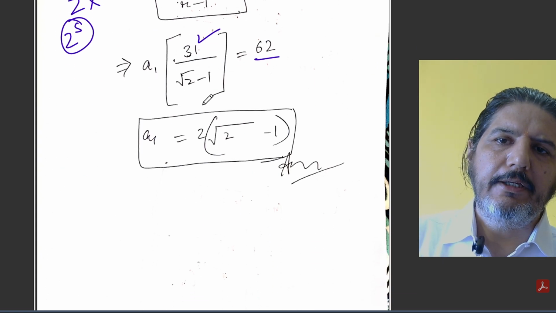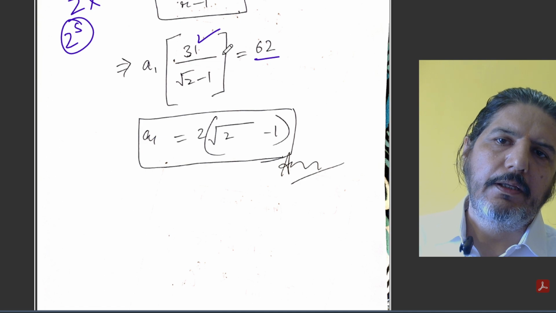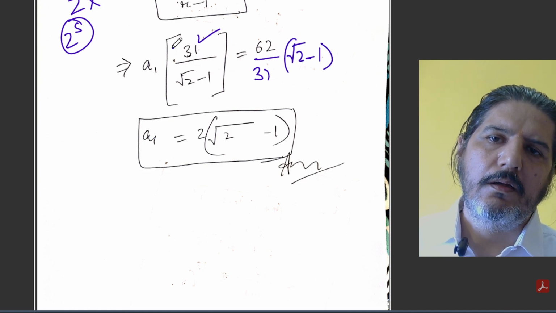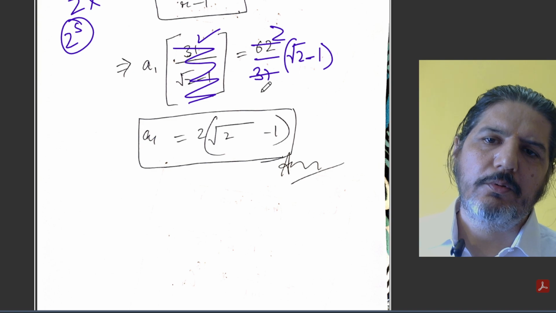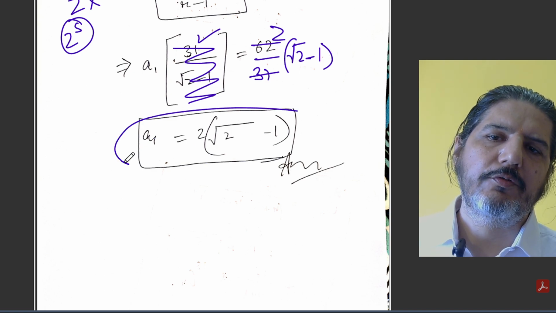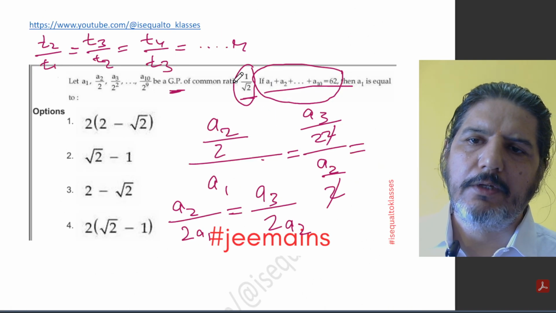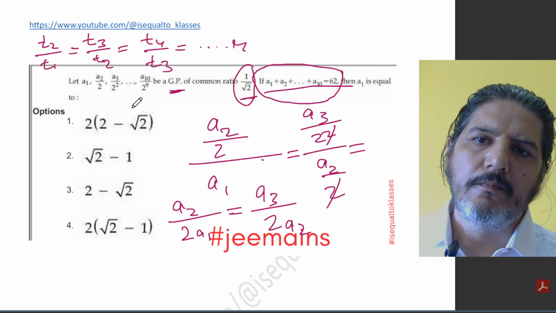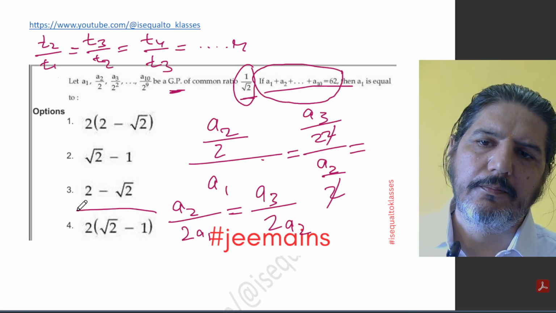So A1 would be equal to, when I have to manipulate, this 31 will come here, root 2 minus 1 will come here. And this will be equal to twice of root 2 minus 1. So this would be my answer. Basically, twice of root 2 minus 1. This would be my answer.